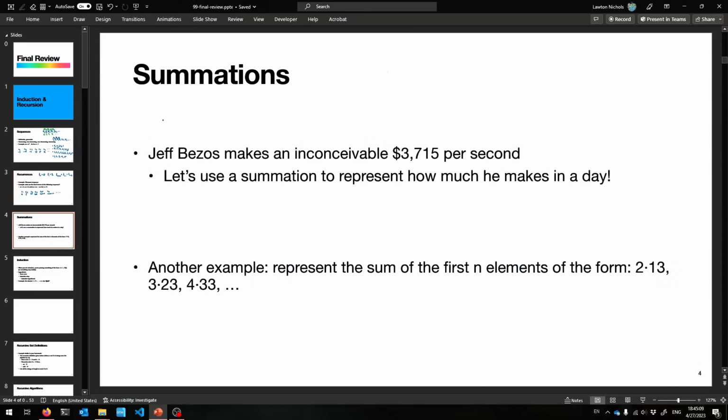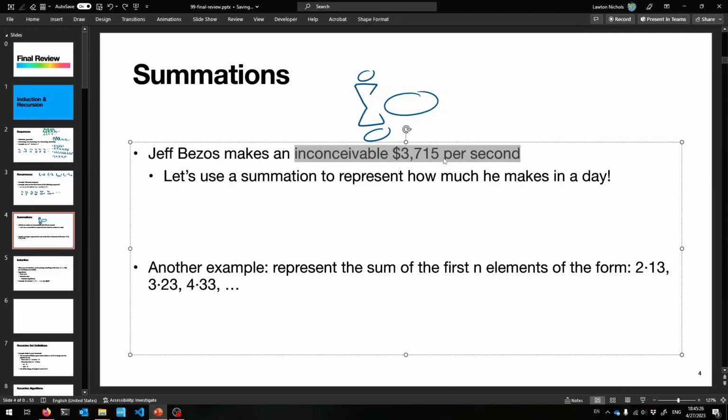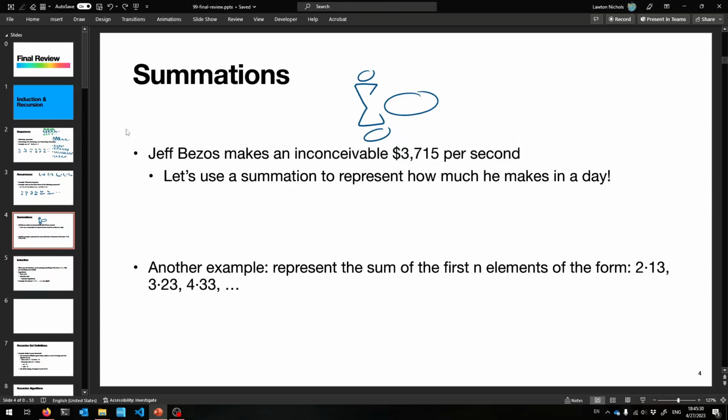A summation looks like this. It's just this big capital Greek sigma, which is supposed to stand for sum all these things from this starting point to this ending point, and you calculate each term to sum together with the thing that you put over here. So here's a silly example, like Jeff Bezos, for example, makes a ridiculous amount of money per second. It's probably more now, but let's use a summation to represent the quantity that he makes in a day. So we can use a summation to talk about that idea.